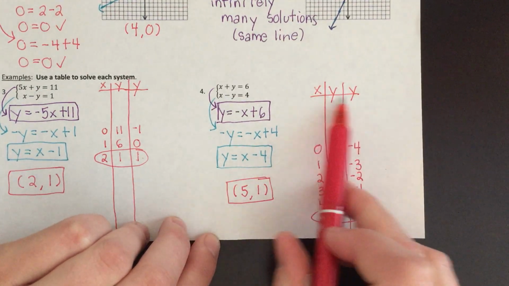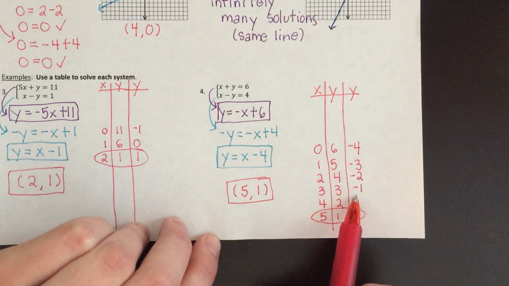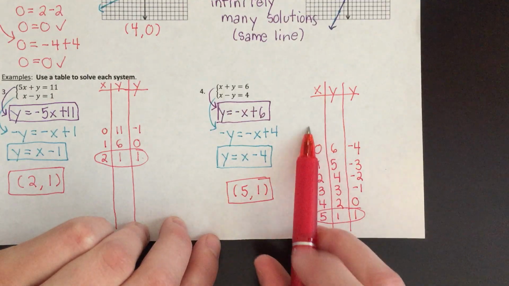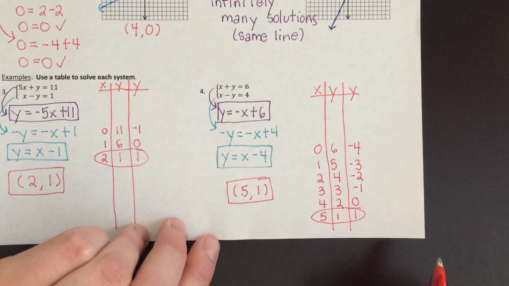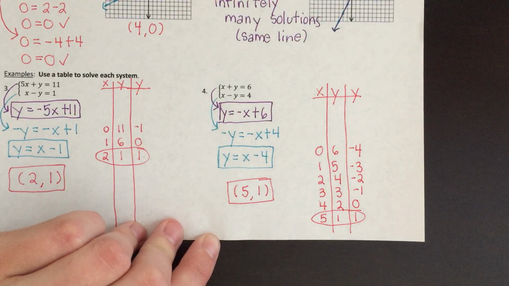Notice I left room to go in the negative direction. If I had noticed here that these numbers were getting further away from each other as I was going, I would have gone back into the negative direction. Of course, you're always going to hope that doesn't happen, but leave some room for yourself just in case.